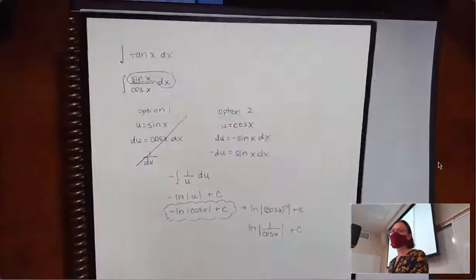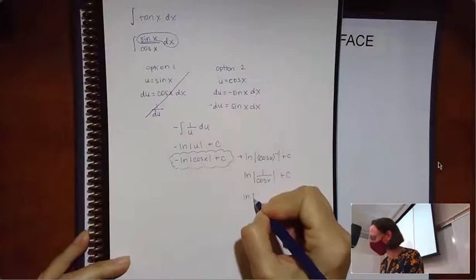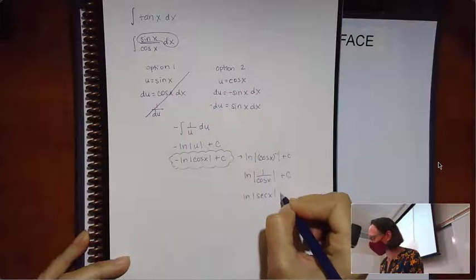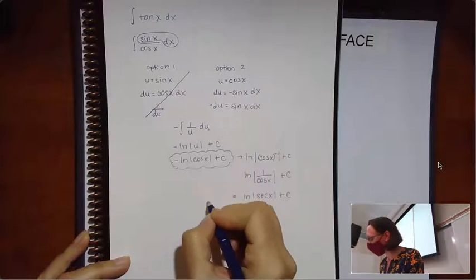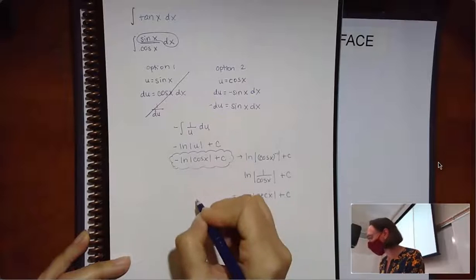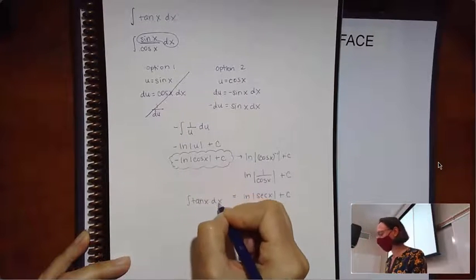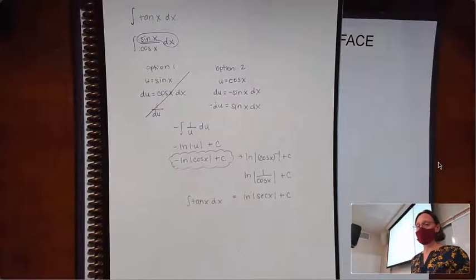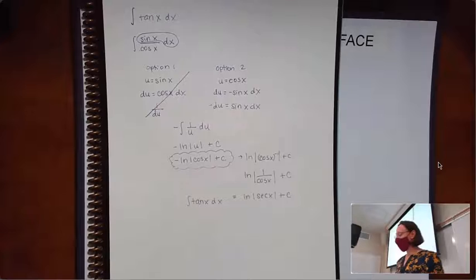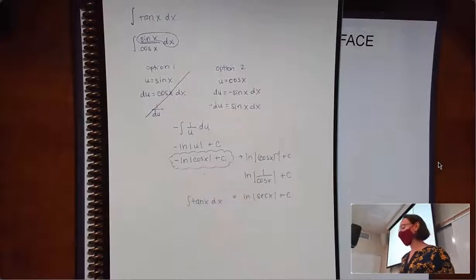And 1 over cosine x has a special name. That, my friends, is secant. And if you are looking in a table of integrals in the book or online, you will usually see that the integral of tangent of x dx is written as natural log secant plus c. It's not wrong to write it as negative ln cosine of x. It's just that's not usually how you're going to see it in a table.